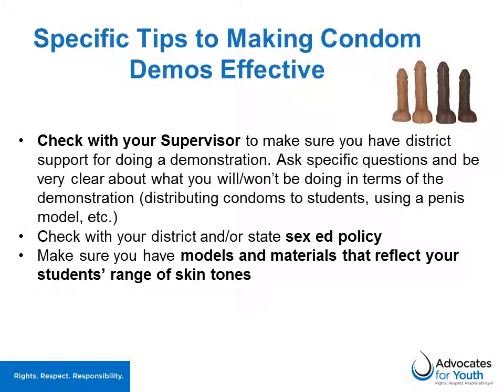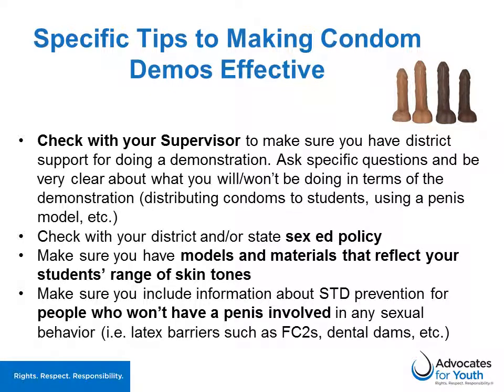Make sure you have models and materials that reflect the range of skin tones of your students, so you're not just using a Caucasian or a white penis model when you've got students of varying colors in your classrooms. And lastly, make sure you talk about ways to prevent sexually transmitted infections or diseases for people who don't have a penis involved in any of the sexual behavior they're going to choose to engage in. So that would be things like latex barriers, like female condoms too, called FC2s, or dental dams.